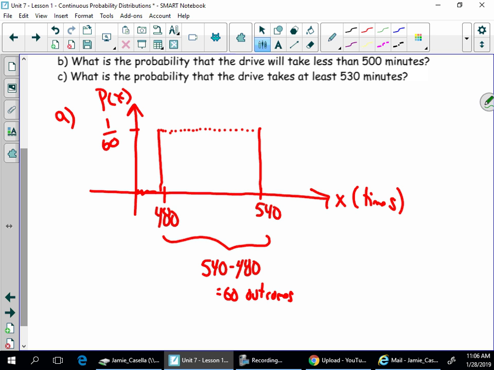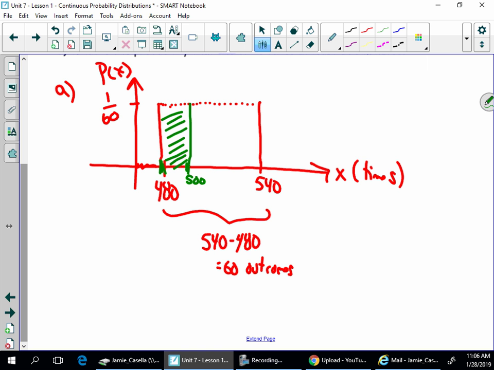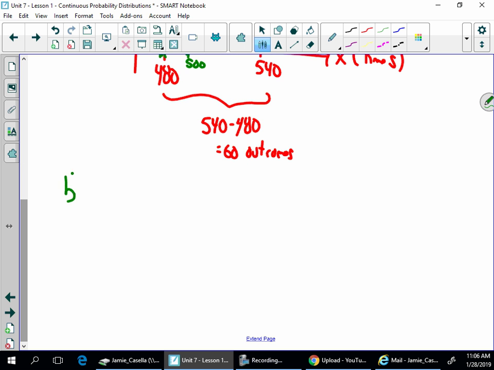Okay, part B, what's the probability that the drive will take less than 500 minutes? So I'm hoping you guys will get 500 be somewhere around there. I want to know the likelihood that the time falls in between 480 and 500. In other words, I want to know this proportion of the graph. How much of the graph is included there? So the way I'm going to show this, I want to be less than 500. And to find that, I'm going to find the area under the curve.